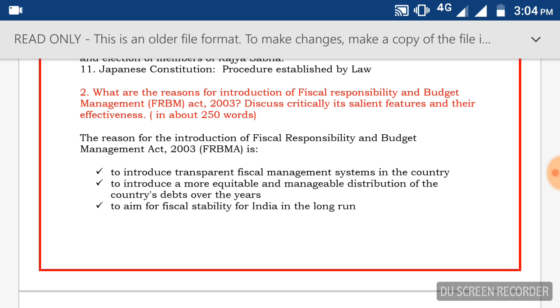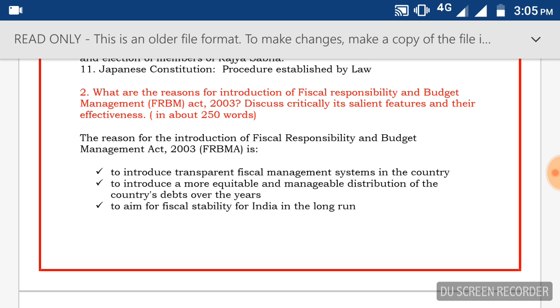So kindly break this question into three parts. In the first part, what are the reasons for introduction of the FRBM Act? So you have to mention the reasons behind implementation of the FRBM Act. Then you have to critically discuss its salient features, and lastly you have to discuss the effectiveness of the FRBM Act. So the first part is why the FRBM Act has been introduced.